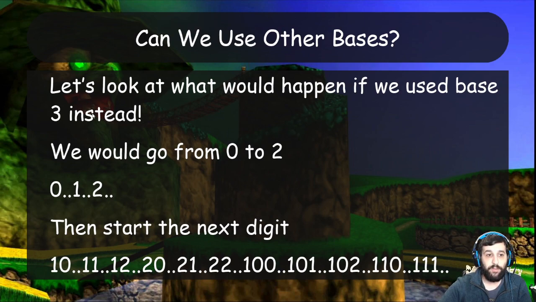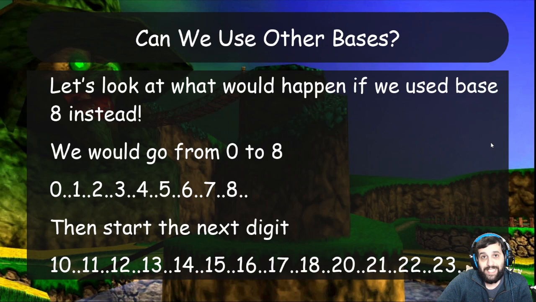So let's look at the power of 3. How do we count it? We would go from 0 to 2. So we go 0, 1, 2, and then we repeat the process. So it would be 10, 11, 12. Now that we're done with this side, the next digit gets added over: 20, 21, 22. Now that this one is done, we move one over to here: 100, 101, 102, and so on and so forth.